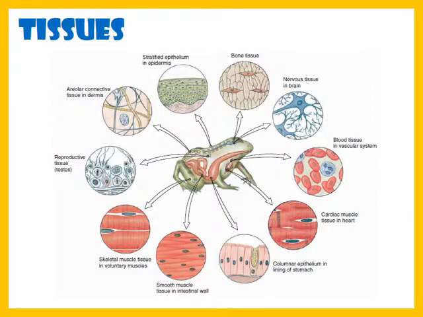Here's some other examples. Here we're looking at a frog. We're looking at all the different tissues that are inside the frog. We've got nervous tissue in the brain, bone tissue, epithelial, which we'll talk about in a second, dermal, reproductive. Here we've got a bunch of muscle tissue, epithelial in the stomach, and blood is considered a tissue.